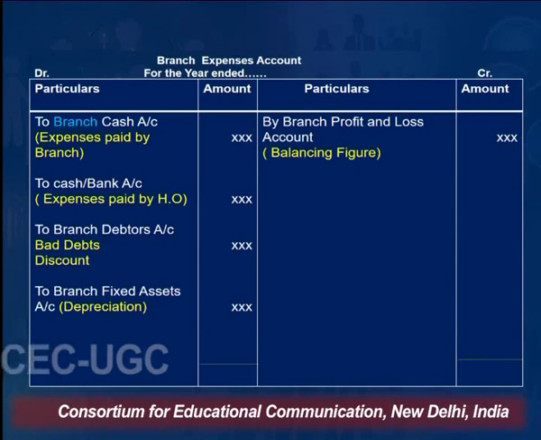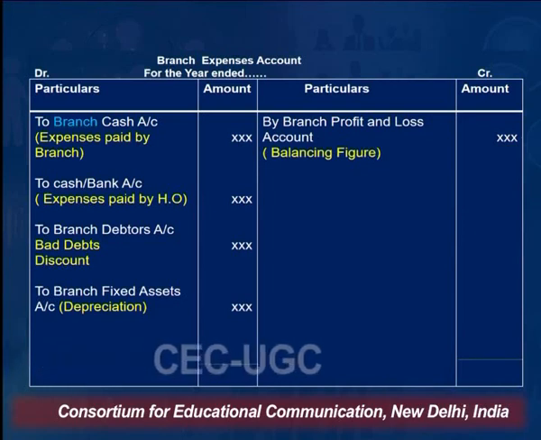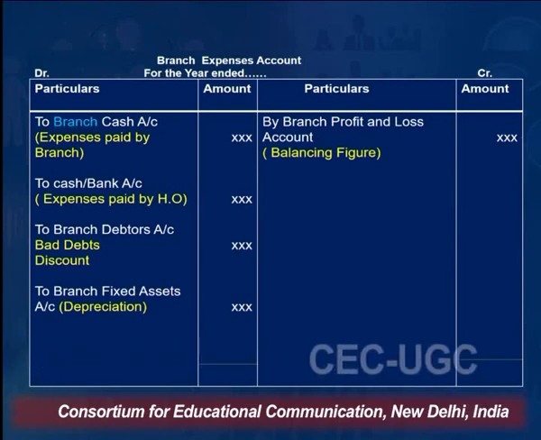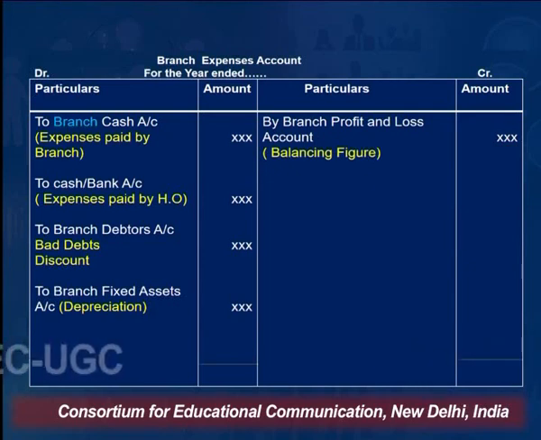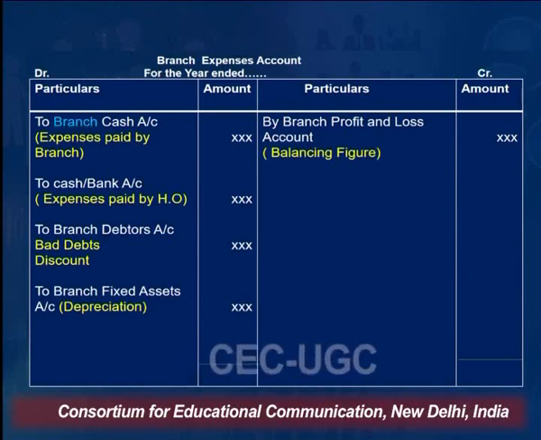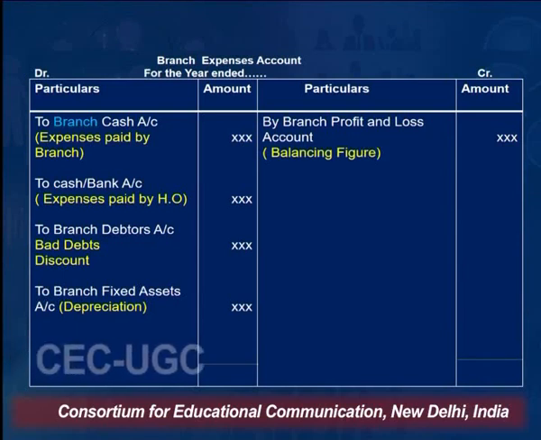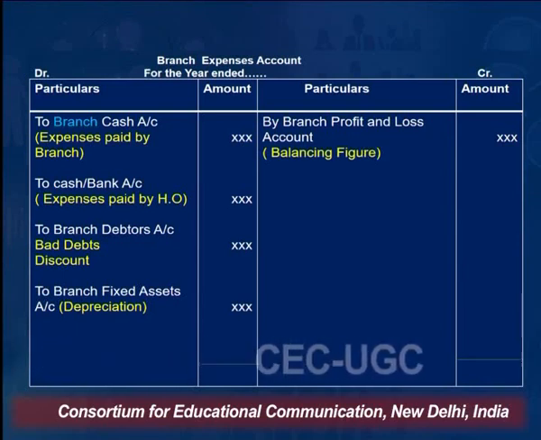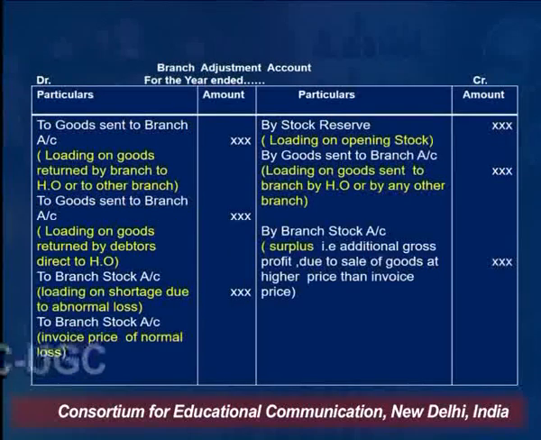And if depreciation is given in the question, then that has to be shown on the debit side of the branch expenses. At the end, we need to sum up all the expenses which are shown on the debit side of this account, and the total of all these items will be transferred to the next account, which is branch profit and loss account, the balancing figure.